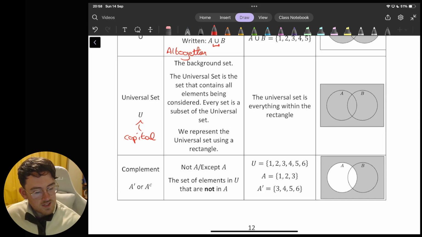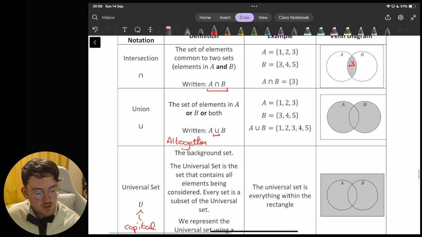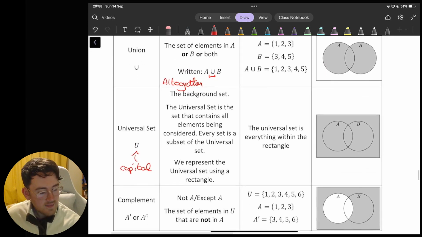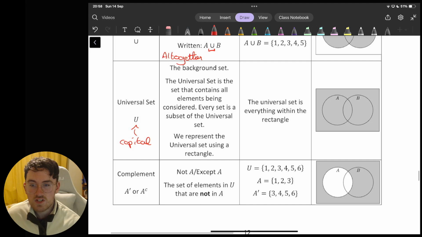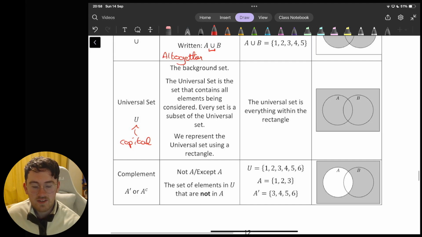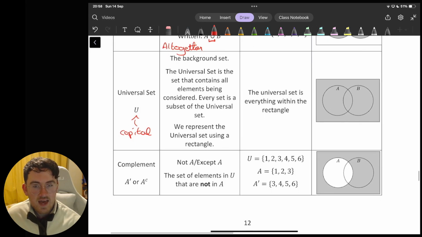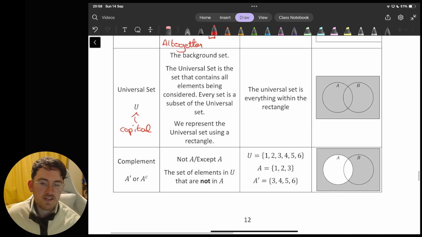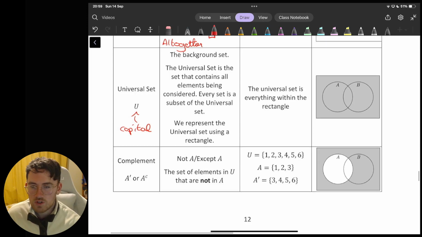So you can see in the diagrams we've had there that there hasn't just been the two circles, we've also had a rectangle around the outside, and that rectangle represents the universal set. So that is the set of everything in the diagram there. And what that gives us is a place to put the things that are not in either set, and that's going to be very important for us.